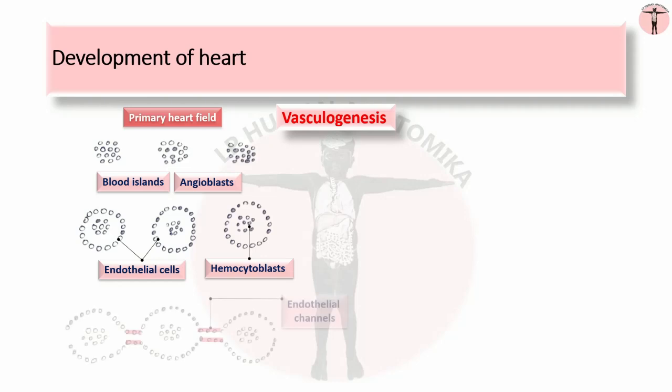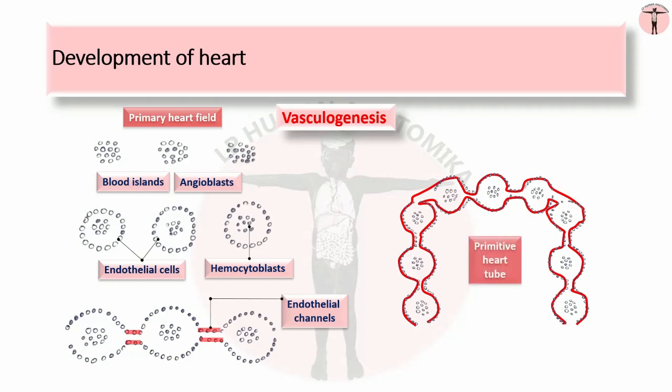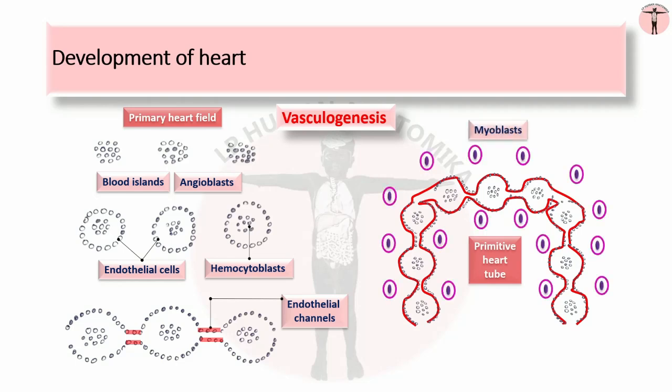Gradually, the endothelial cells fuse with each other, forming endothelial channels between the adjacent blood islands. This forms a continuous channel in the form of a horseshoe-shaped structure, giving rise to the primitive heart tube or the endocardial heart tube. The endothelial lined tube is surrounded by myoblasts.